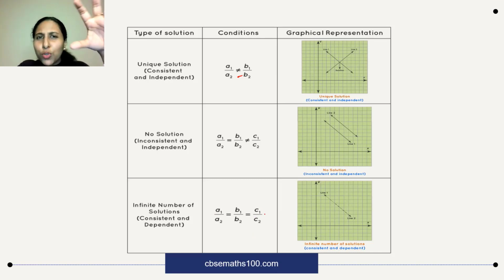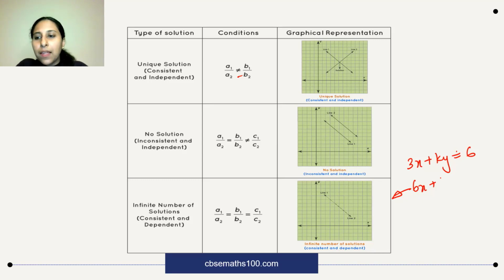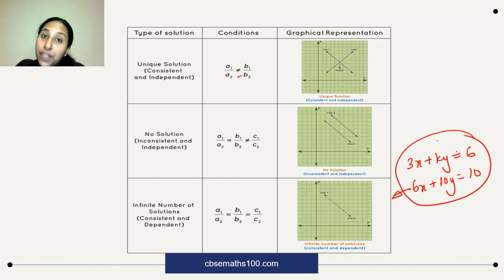Now, one thing which I want you to remember over here in this condition particularly is sometimes you get questions like this. Check for what value of k will 3x plus ky equals 6 and 6x plus let's say 10y is equal to 10 have infinitely many solutions. So they may ask you, check what is the value of k for which infinitely many solutions are there. Now, many of you, what you will do 3 by 6 must be equal to k by 10. You will say k's value must be 5 when you're calculating.